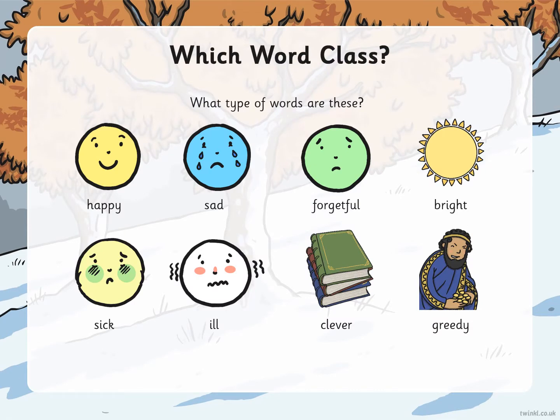I'm going to read you some words now and I want you to tell me what type of words they are. So the words are happy, sad, forgetful, bright, sick, ill, clever and greedy. What type of words do you think they are? Shout your answer out now. They are all adjectives. Well done if you got that right.